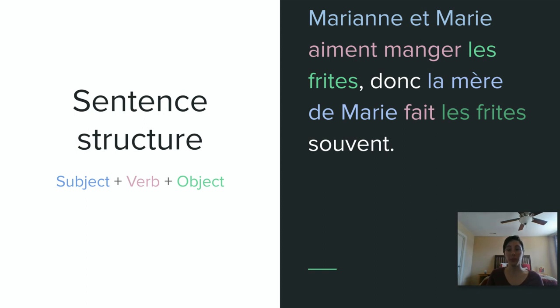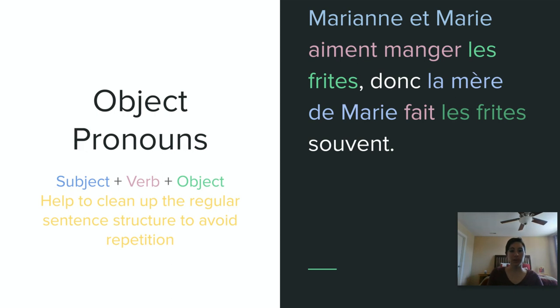So with our sentence, Marianne et Marie aiment manger les frites, donc la mère de Marie fait des frites suivantes. We're saying that Marianne and Marie like to eat fries, so Marie's mom makes fries often. So we could actually just say Marie's mom makes them often. So let's talk about how to do that in French.